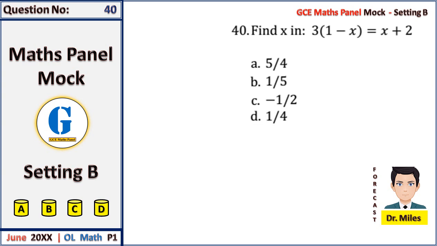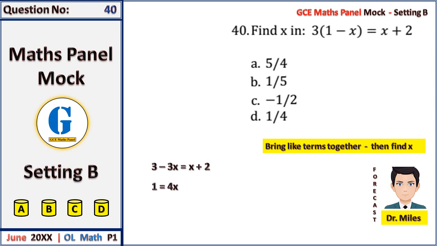40. Find x in this equation. Expand and simplify, bring like terms together. So we have 3 minus 3x equals x plus 2. Bringing like terms together, we'll have 1 equals 4x and x equals 1/4.